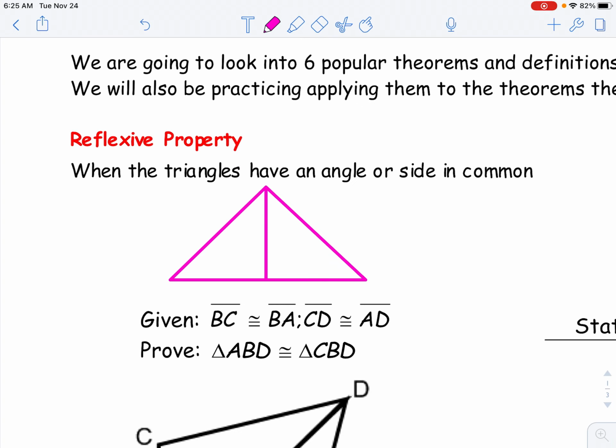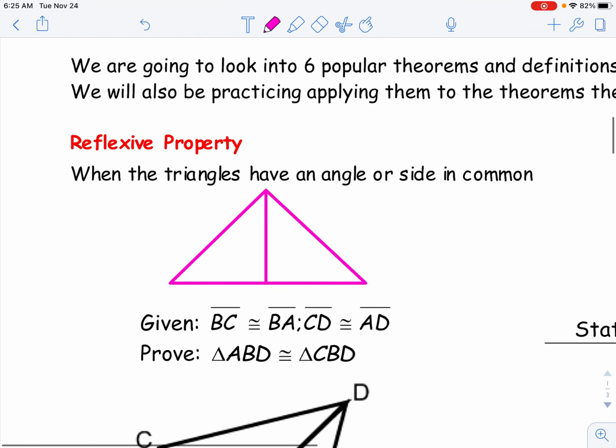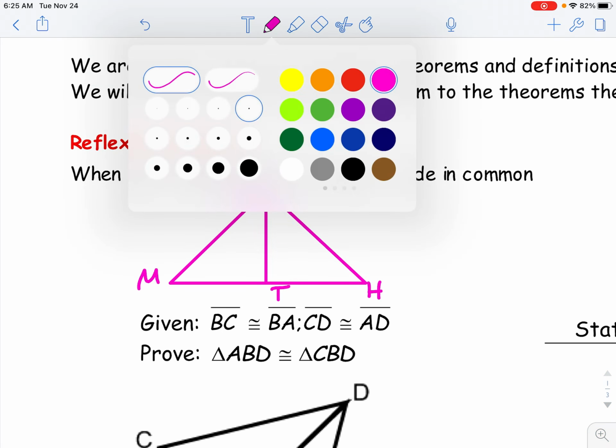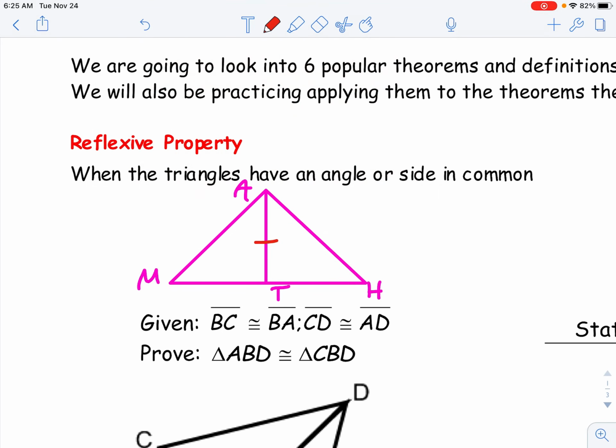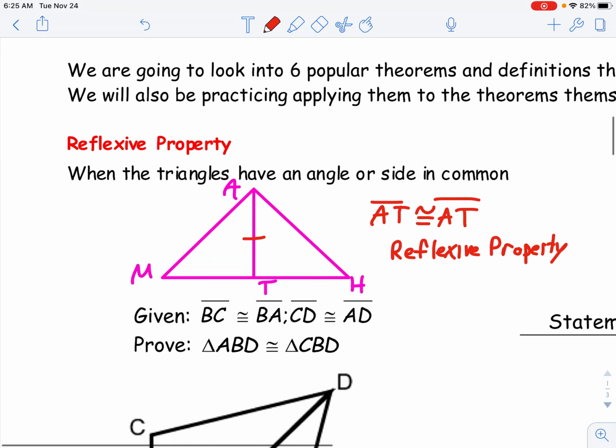And I'm going to call this M-A-T-H. Math. Get it? I made the triangle spell math. Isn't that funny? However, we know that segment AT is congruent to segment AT. We know that these two sides are congruent by the reflexive property. It's a shared side.